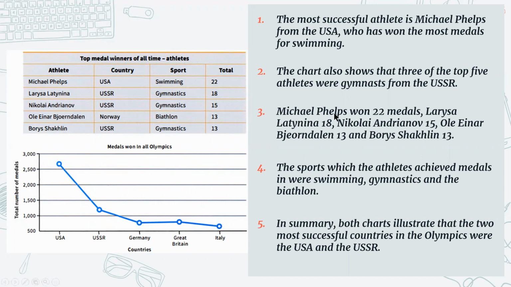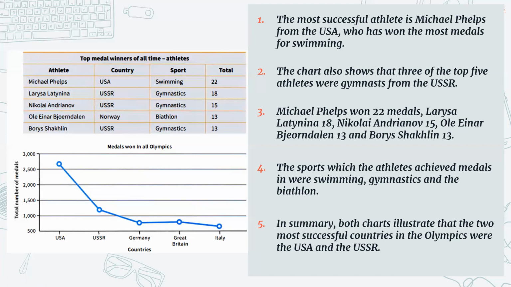Here in the third one, Michael Phelps won 22 medals, Larisa won 18, Nikolai 15, Ole 13, and Boris 13. Okay, the fourth, the sports which the athletes achieved medals in were swimming, gymnastics, and biathlon. And the last one, in summary, both charts illustrate that the 2 most successful countries in the Olympics were the USA and the USSR. So now you have 5 sentences. Okay, I want you to decide which ones you will include in your report, in case you are going to actually write the report, and why.